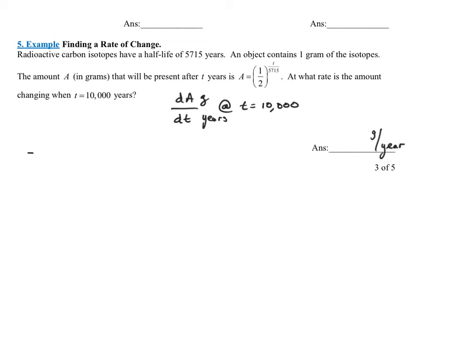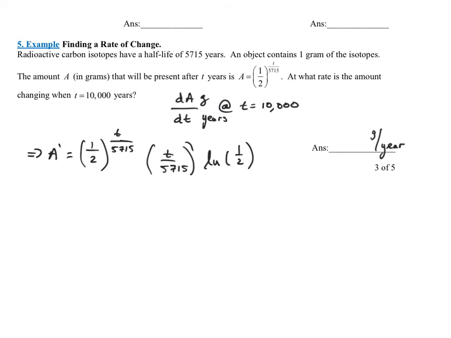Okay, so what are we going to do? We're going to find the derivative. We're finding the derivative of 1/2 to the t over 5715. That is an exponential function. And remember, with exponential functions, to find the derivative, we have three parts. We copy and paste, so we have 1/2 to the t over 5715. We have to do the derivative of the exponent, so t over 5715. And then we have to do the natural log of the base. So in this case, that's the natural log of 1/2.